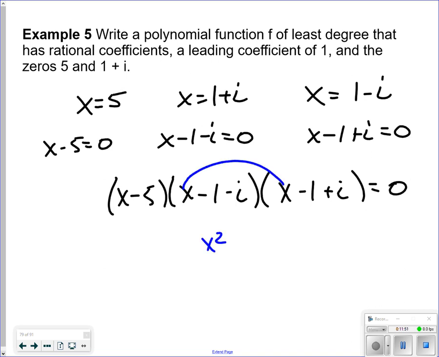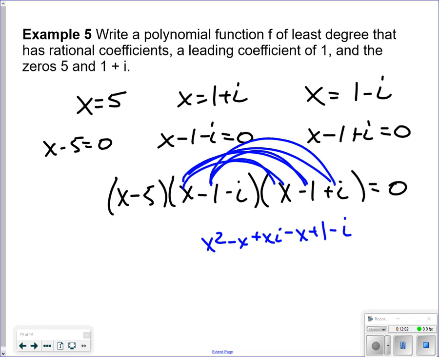So x times x would be x squared, negative x, positive xi. Negative 1x, positive 1, negative i. And the last one, negative ix, positive i, and this is the hard one, negative i squared. Now, i squared is negative 1, so this would actually be a plus 1. Add all the like terms, and what you're going to find is some of these things are going to start canceling out.